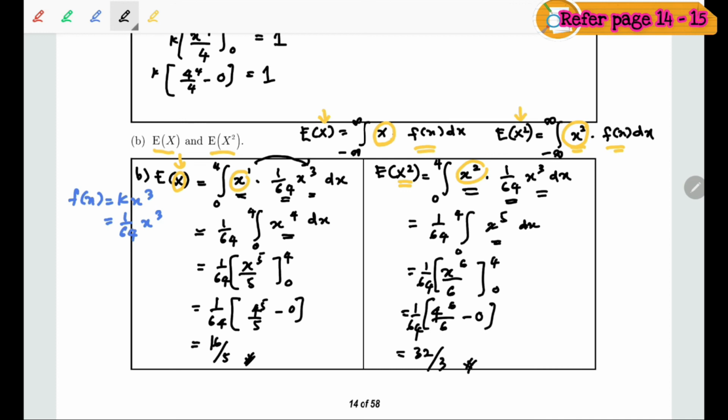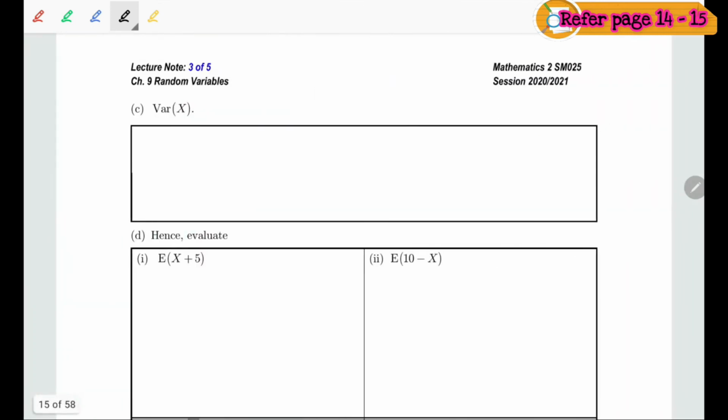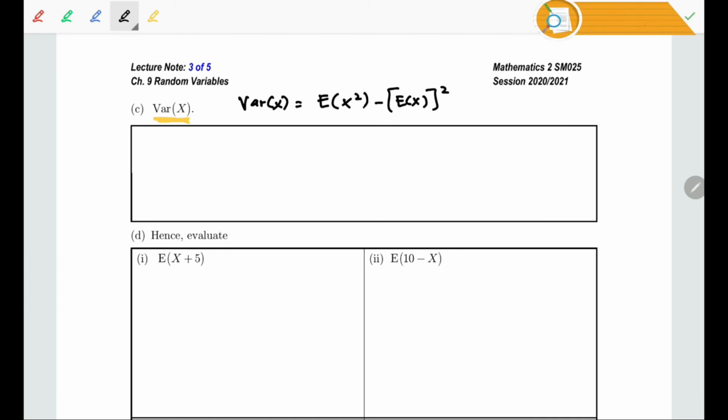Okay, we have done the expected of x and expected of x squared. We are going to proceed with part C. So part C, the question asks to find the variance. The formula for finding the variance is expected of x squared minus expected of x bracket square. So you should have the square outside here.